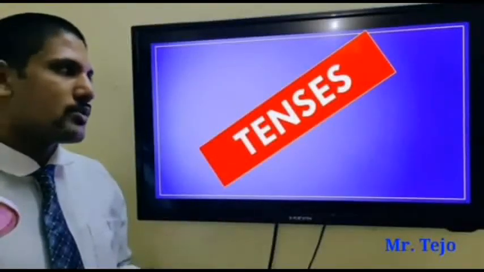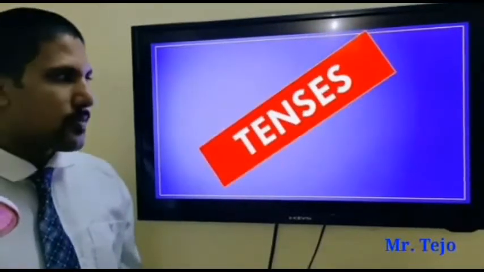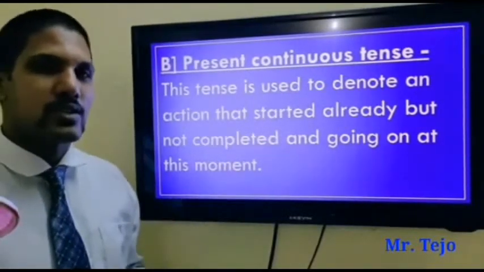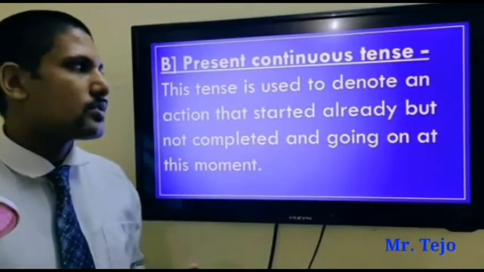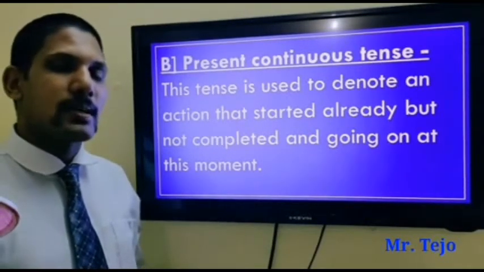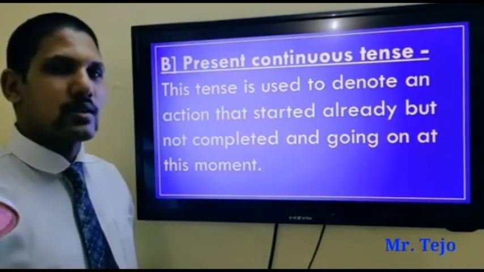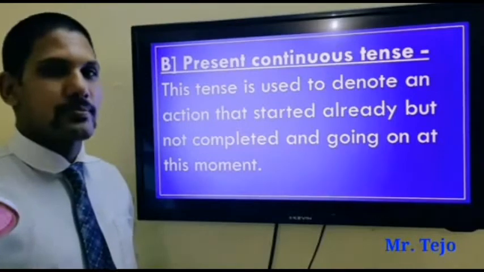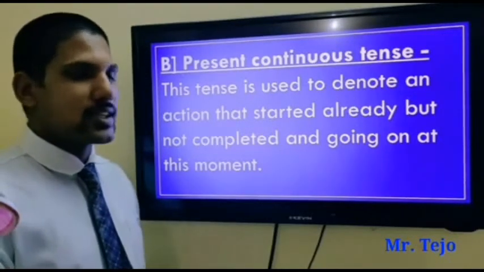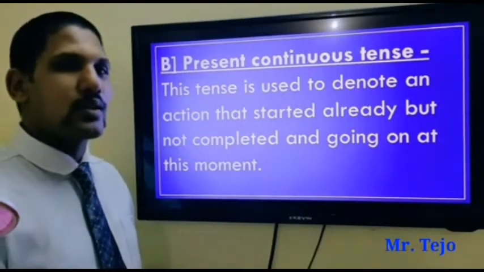Now we will continue with present continuous tense. Present continuous tense is used to denote an action that started already but not completed and going on at this moment, going on now at present time. For example, I am teaching present continuous tense, that is an action started a moment ago and going on now.